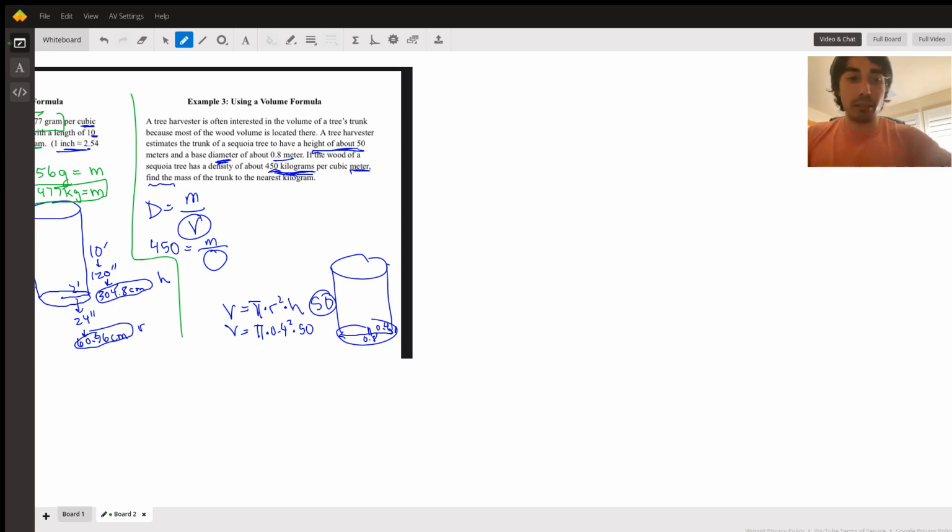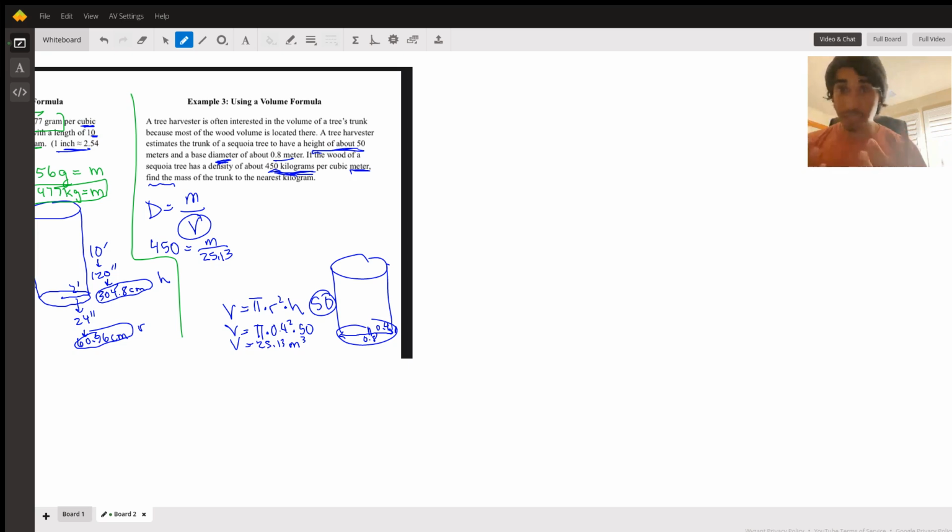It should be about 25.13. So volume is about 25.13. What units are we in? We are in cubic meters. That's what we're going to plug in for volume down here. My screen just glitched. We've got 25.13 cubic meters for our volume.